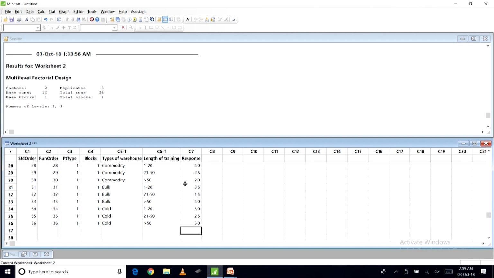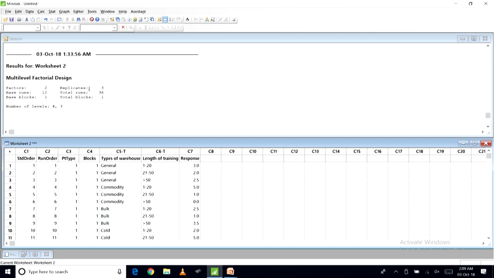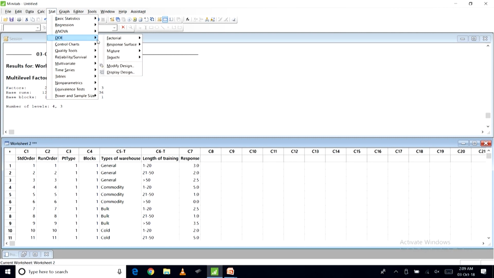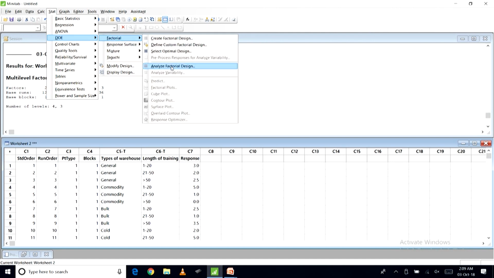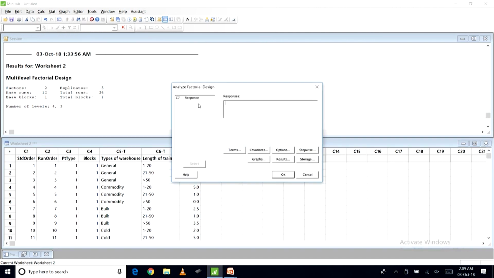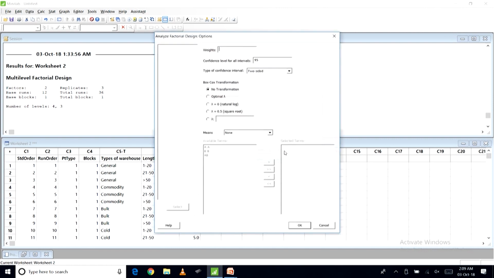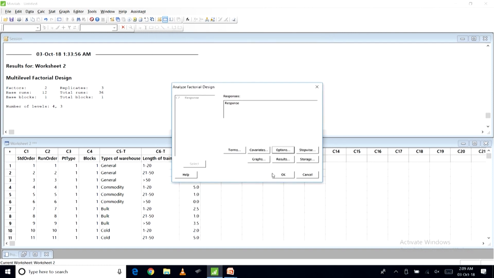Right. Now, you can analyze this question: DOE, factorial, analyze factorial design, right. So, response variable is C7, options. So, you can use confidence level as 95, click OK.